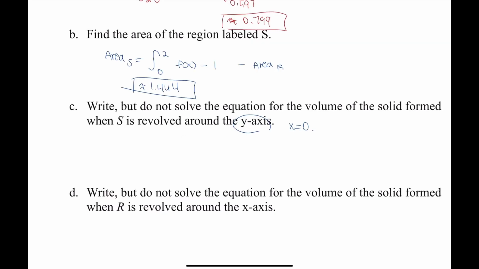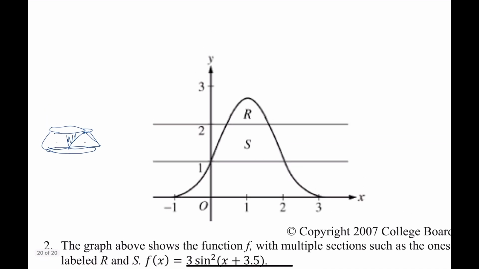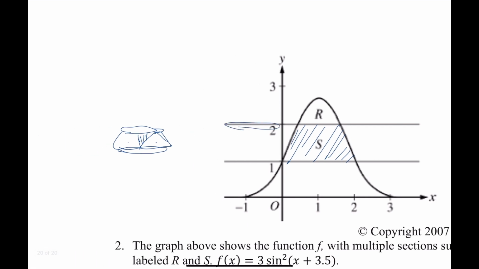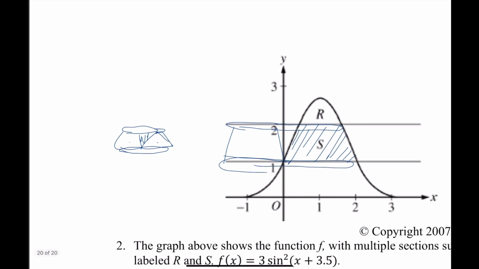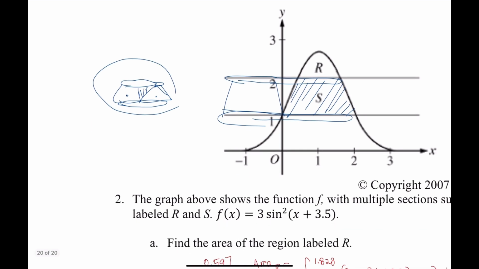It says write, but do not solve, the equation for the volume of the solid formed when S is revolved around the y-axis, or x equals 0. Okay, so this is when S is revolved around like this. So it kind of forms a pudding-shaped figure. It's going to be this shape. The ends are going to be filled, but the inside is going to be blank. Okay, so that's the shape.